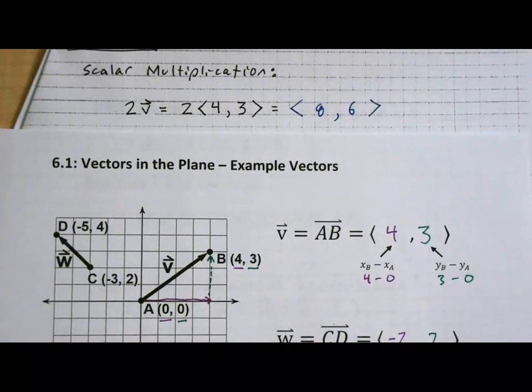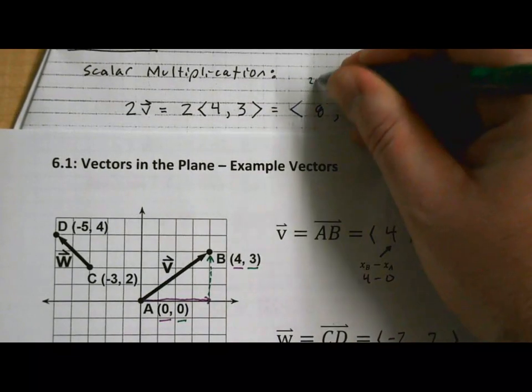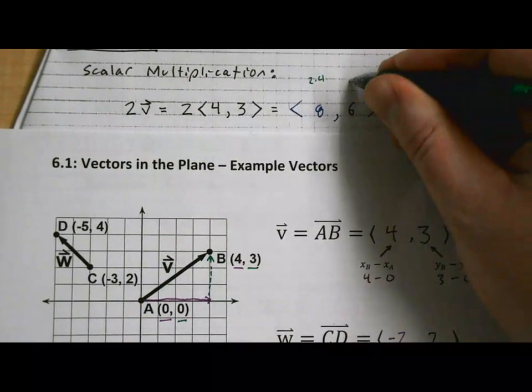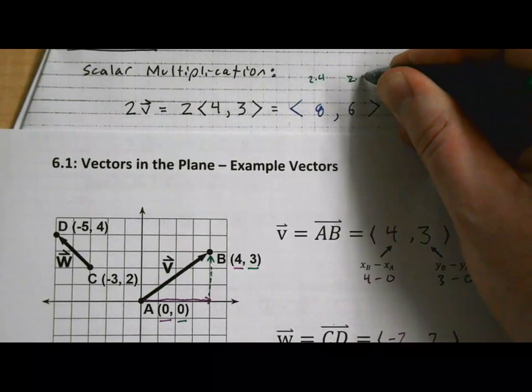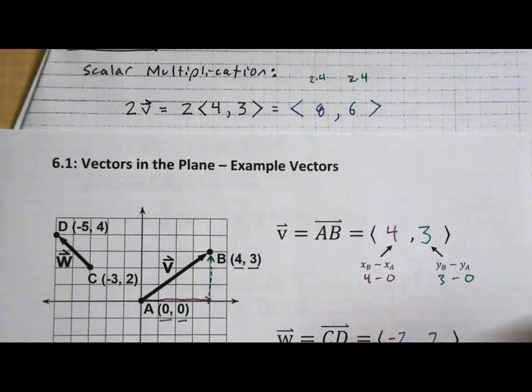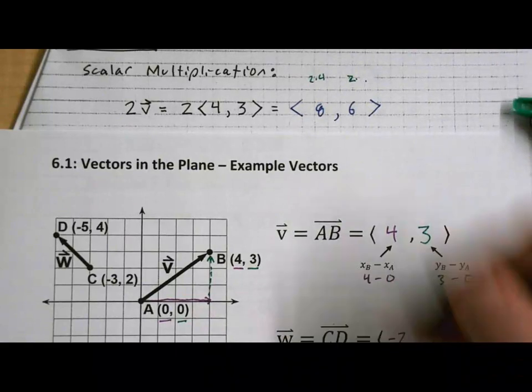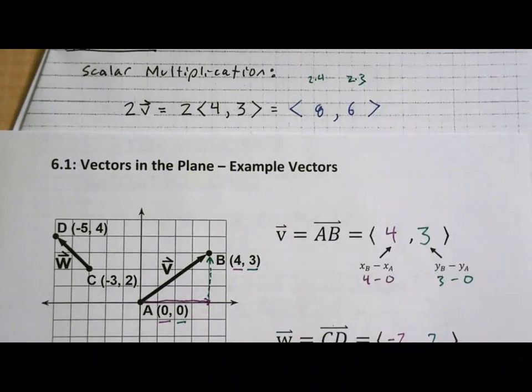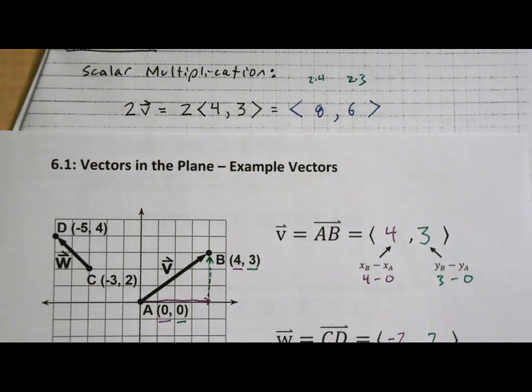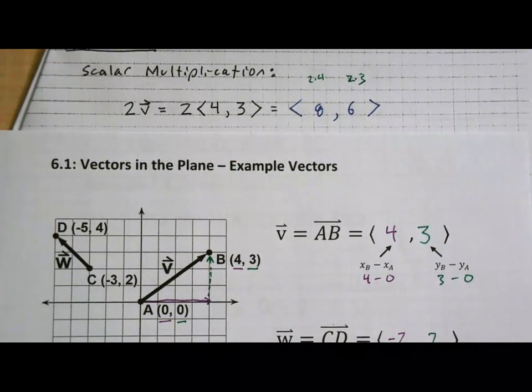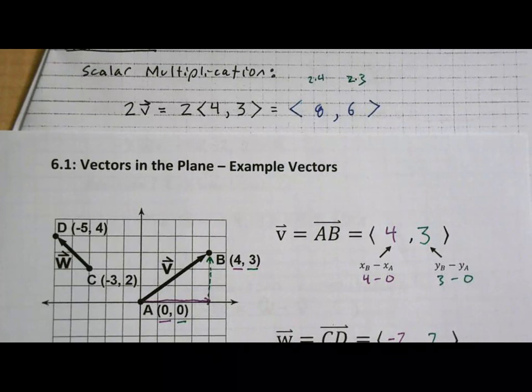And where does that come from? Well, it's basically 2 times the x component and 2 times the y component, which should be a 3. I don't know why I wrote 4. So 2 times 4 and 2 times 3. So when we multiply a scalar times a vector, we just multiply that scalar times each of the components.